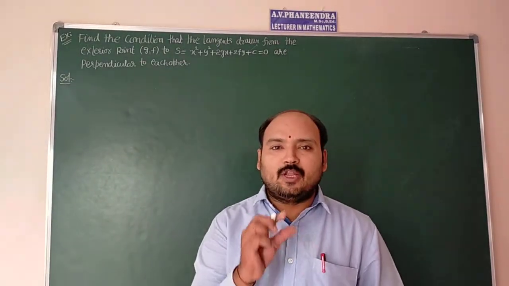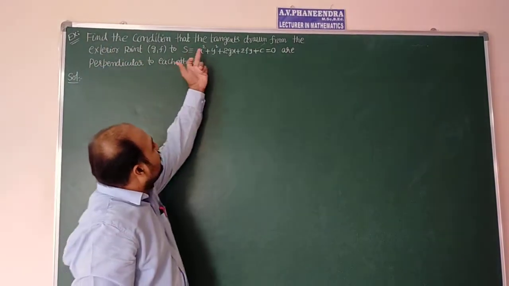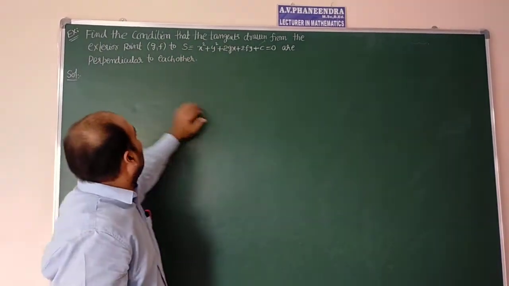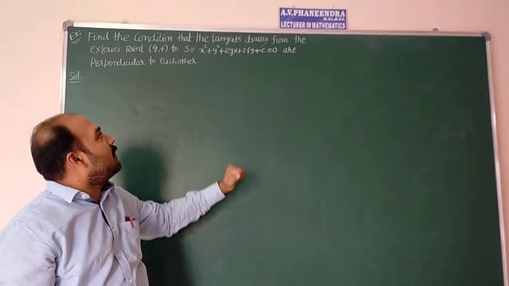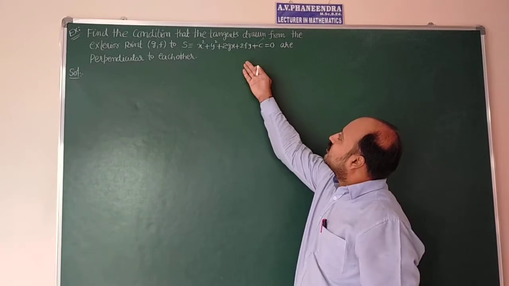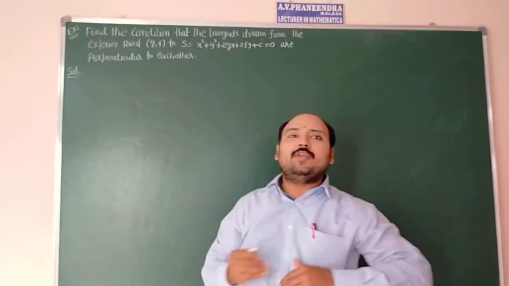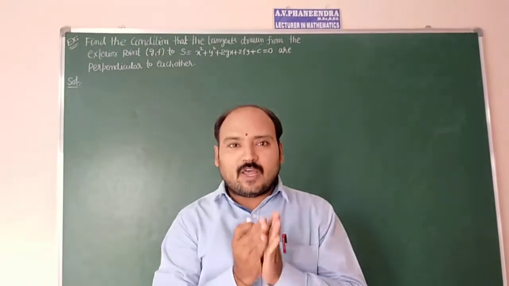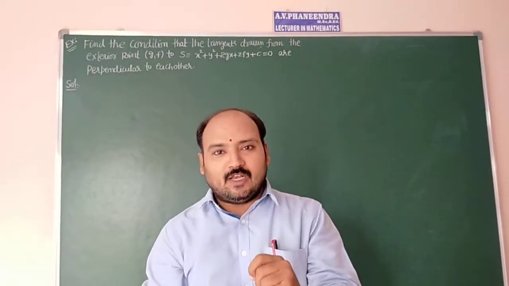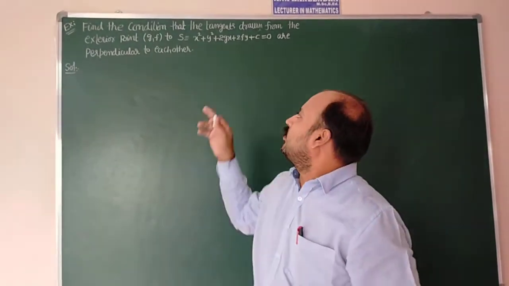Example for that, angle between the two tangents. Find the condition that tangents drawn from the exterior point (g, f) to the circle S equal to x square plus y square plus 2gx plus 2fy plus c equal to 0 are perpendicular to each other. That means the angle between them is a right angle. Then find the condition for the two tangents.